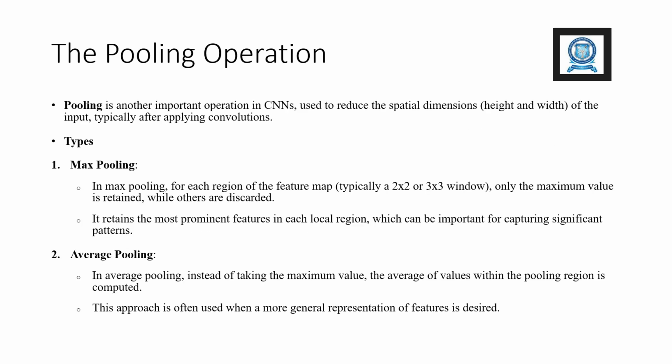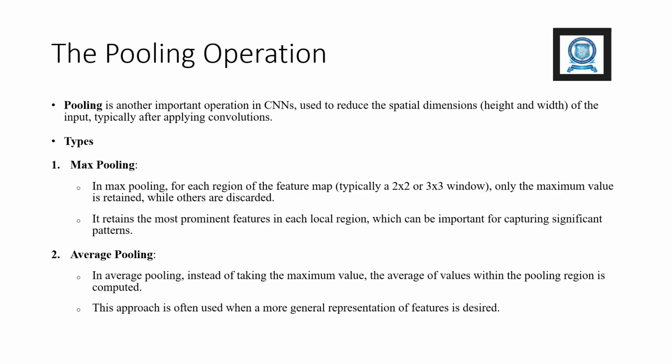The pooling operation. Pooling is another important operation in CNN used to reduce the spatial dimensions of the input, typically after applying convolutions. Types. Number one, max pooling. In max pooling, for each region of the feature map, only the maximum value is retained while others are discarded. It retains the most prominent feature in each local region, which can be important for capturing significant patterns.